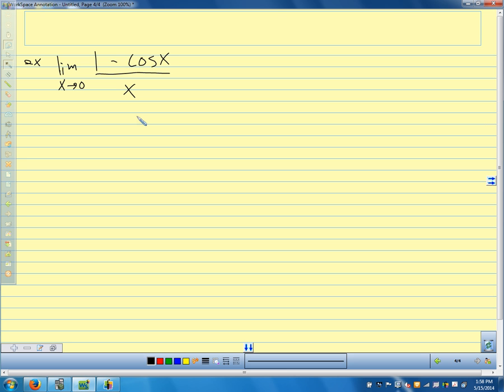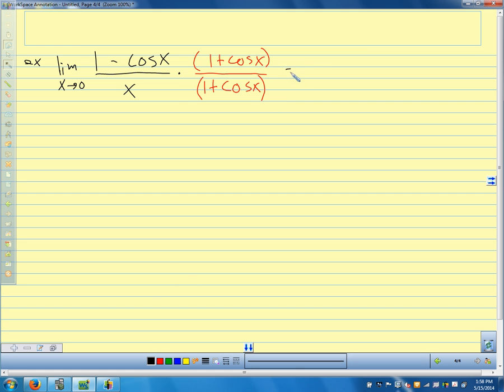What are we going to do with this? Rationalize? So let's try rationalize, because we did some of these when we were simplifying, when we were doing trig identities. Let's see what happens. So I'm going to multiply by 1 plus cosine x over 1 plus cosine x. It's worth a try, right?